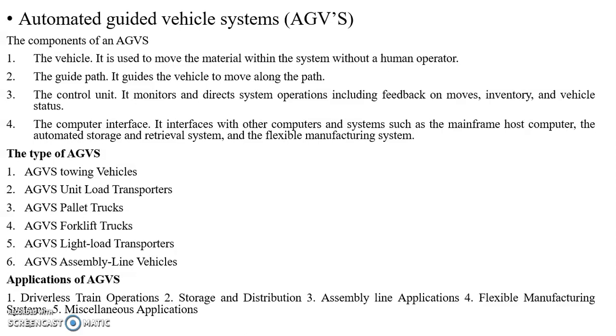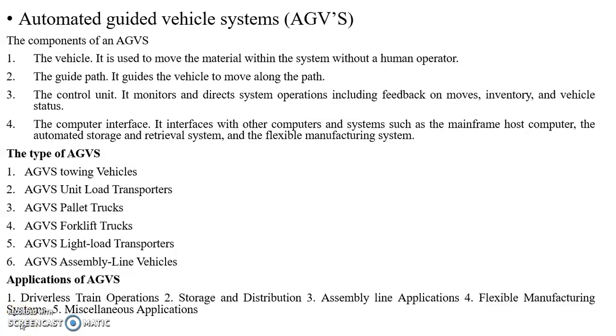This is about the types of AGVs. Next, some applications of AGVs. In the application part, the first one is driverless train operations. Here, there is no need of human operators. These AGVs can run without human operators with predefined paths. This involves the movement of large quantities of materials over relatively large distances.